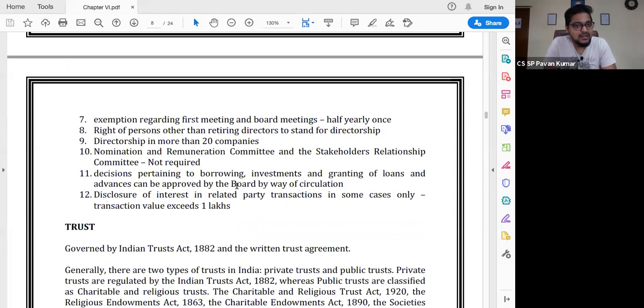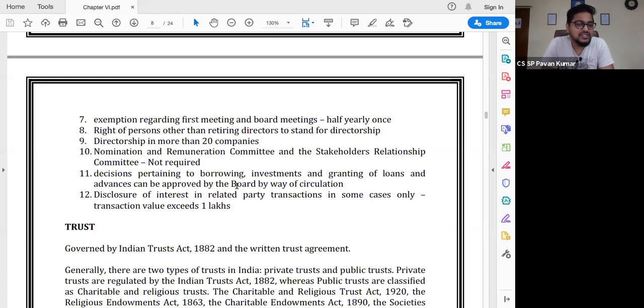The right of a person other than the retiring director to stand for director is basically applicable to a public limited company, where you would have seen rotation of directors and all these things, which is not applicable to a Section 8 company. We also saw a particular director can be a director in a maximum of 20 companies. When we take a count of these 20 companies, Section 8 companies are excluded. The nomination and remuneration committee is not required to be formed.